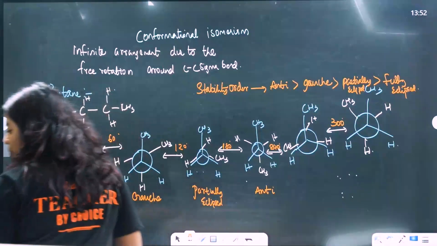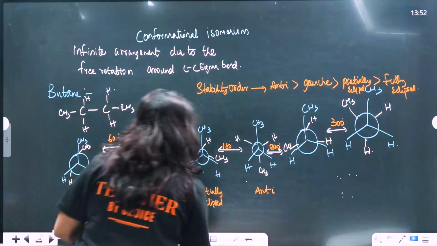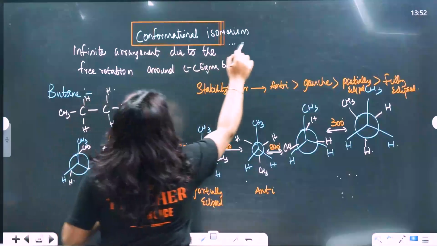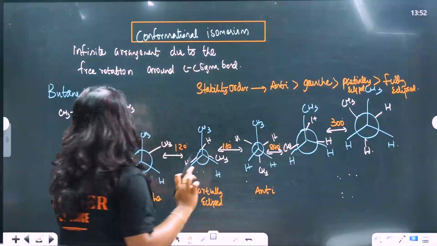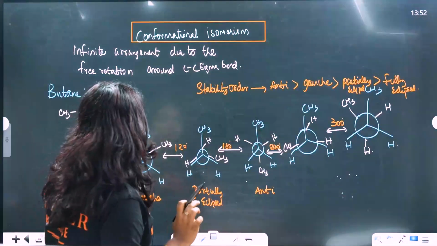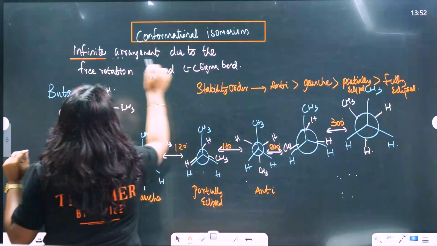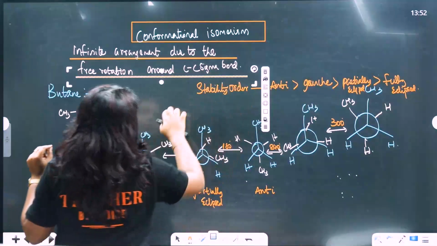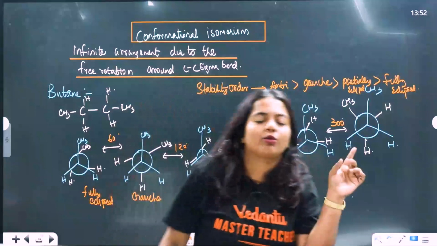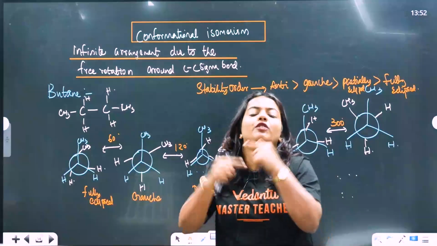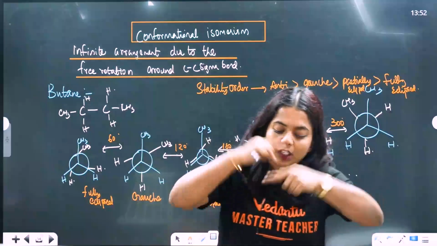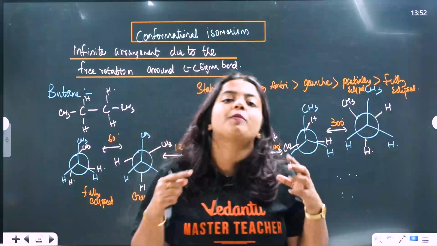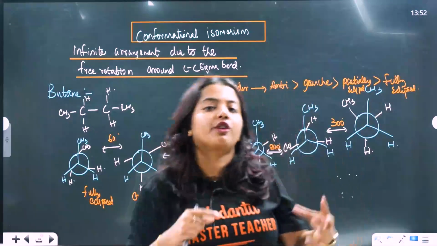Next one is conformational isomerism. In conformational isomerism, which is very important, I have given you the structure of butane. So conformational isomerism is the infinite arrangement due to the free rotation around the C-C sigma bond. When there is a sigma bond with carbon, there will be a free rotation. So basically that free rotation leads to conformational isomerism.